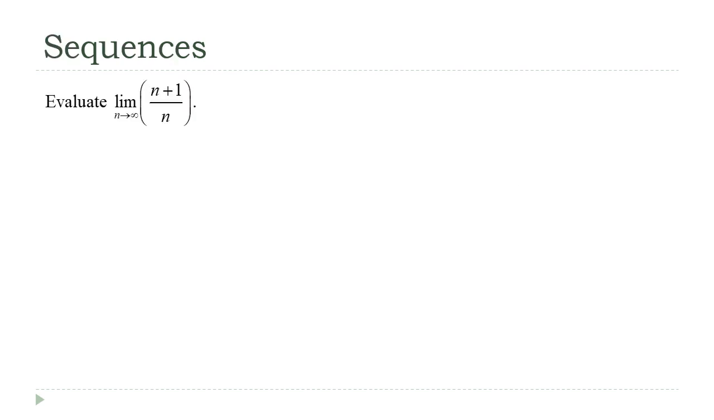So I want to look at some examples here that show how we can take the sequence limits that we saw in the previous lecture and combine them with these properties to get the limits of some new sequences.